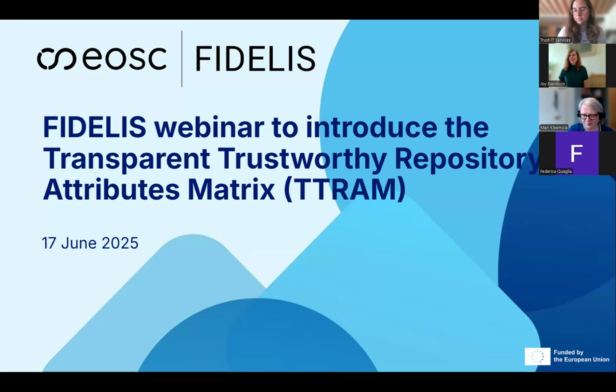Today's session is looking to introduce you to the Transparent Trustworthy Repository Attributes Matrix, otherwise known as TTRAM. And we will give you a chance to learn a little bit more about this and to hear about how you can start to share some feedback on the ongoing development of the matrix.